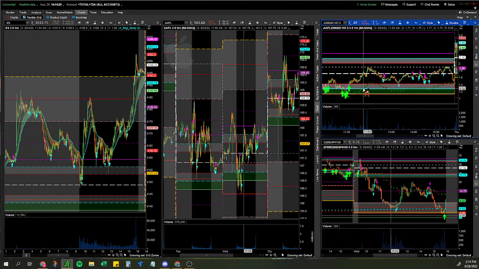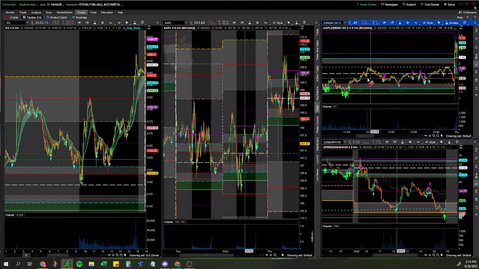Are you waiting for the middle? Are you waiting for the bottom? The answer is yes. I know that that's open and arbitrary and vague, but it all depends on price action, right? And what's going on at any given moment.